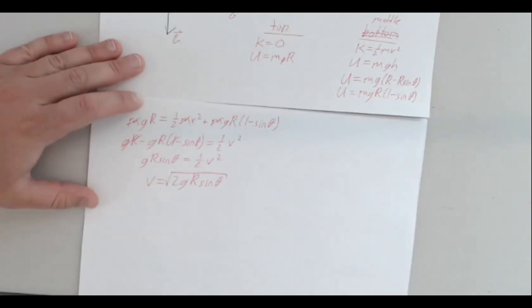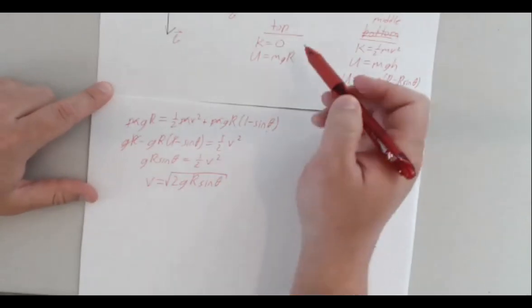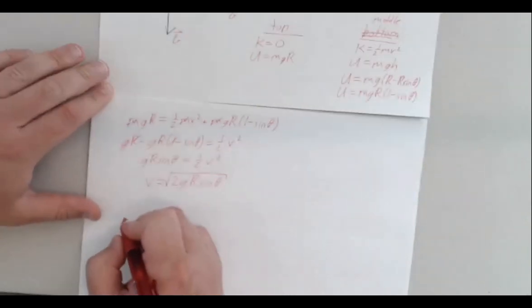Now what do we do? We've got our velocity. Sorry, go ahead. Do we just plug in what we know? Yeah. So now we can just take this and plug it into that formula for centripetal acceleration.